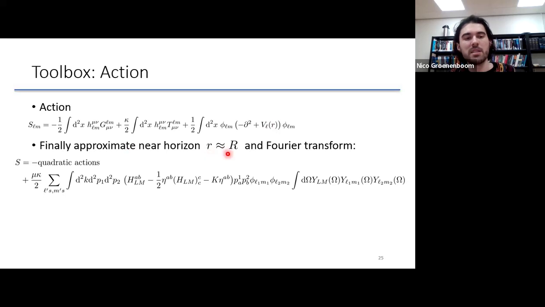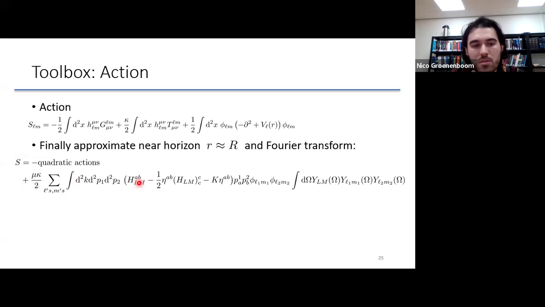So as a final approximation, we want to do field theory in the end in momentum space. So we approximate this near the horizon, because that's where we expect the scattering to be dominant. And then when doing this approximation, we can finally use a Fourier transformation to write the action in the following way. So there are the quadratic actions, which are still quite large, but the important part is the vertex.